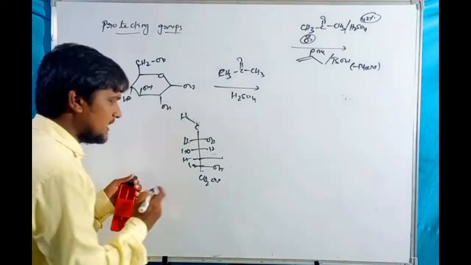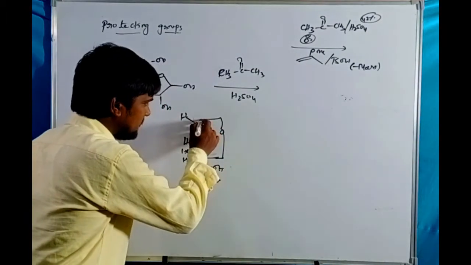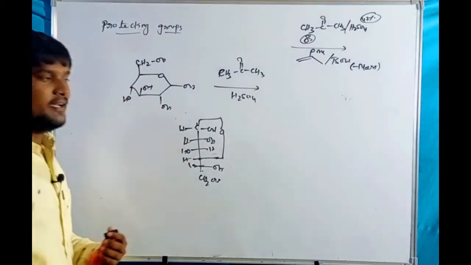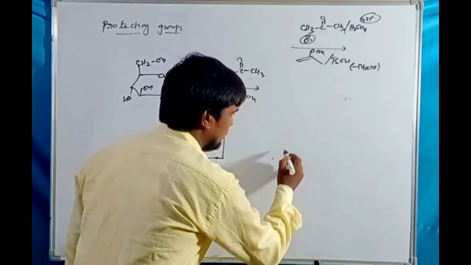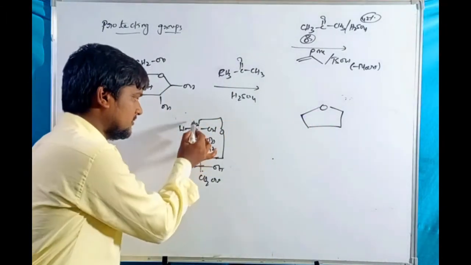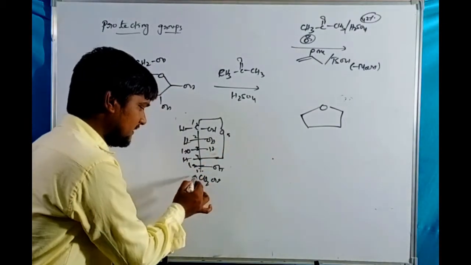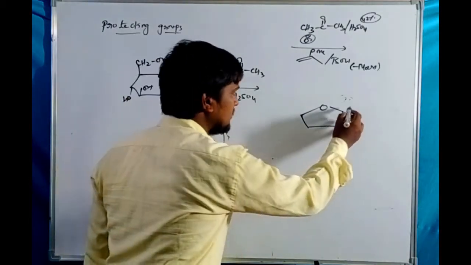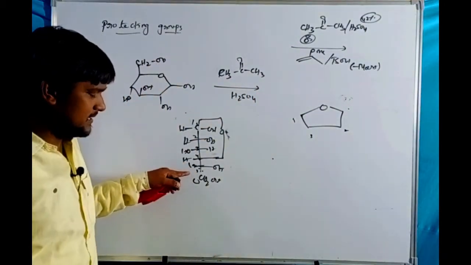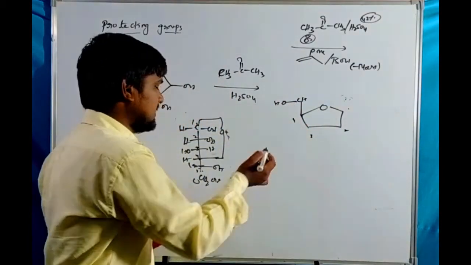Now, here it forms a fourth-position attached compound, so it forms this type of cyclic structure, giving a five-membered ring. Now let us assume this type of structure, a five-membered ring. Okay, so let us give the numbering 3, 4, this is the 5, or it is 5, 6. Now, 1, 2, 3, 4. The fourth position then has a CH2OH.